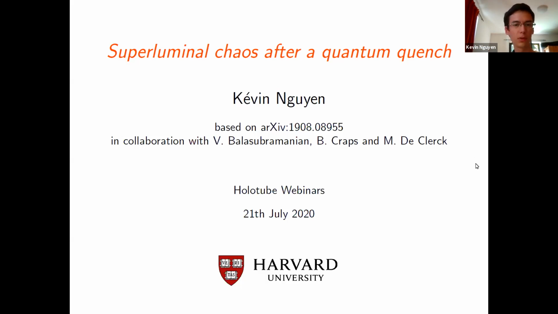So the talk today is based on a paper from last year in collaboration with Vijay Balasubramanian from UPenn and Ben Craps and Marine De Clerck from Vrije Universiteit Brussel. And the topic is quantum chaos in holographic CFTs.